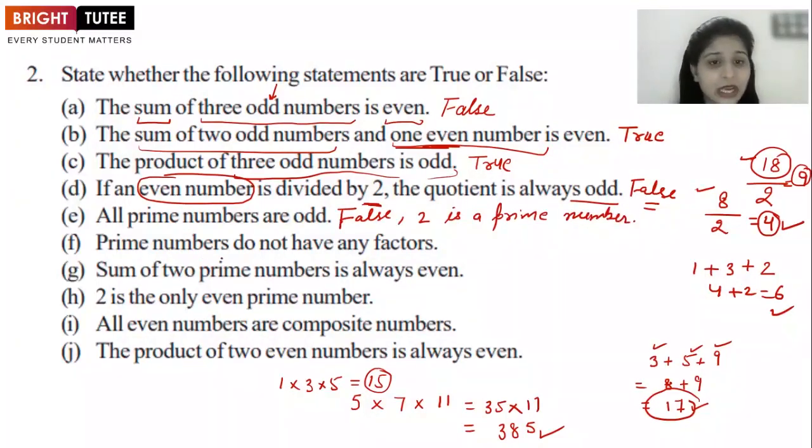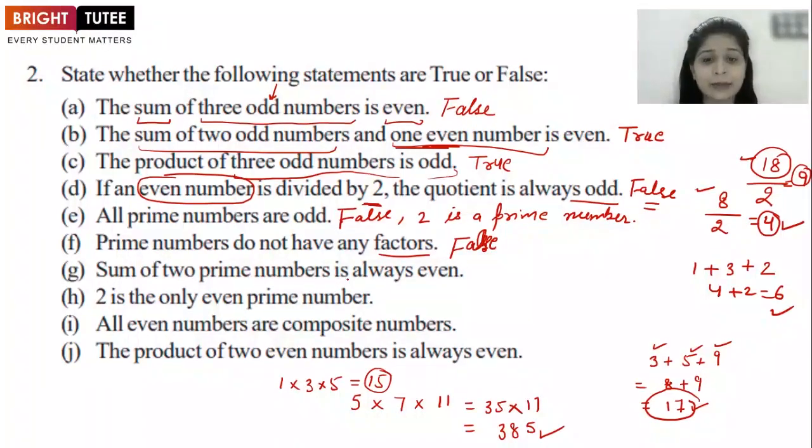Prime numbers do not have any factors. Is this true? If we recall the definition of prime numbers, the numbers are called prime numbers when they have only two factors: one is the number itself and 1. So here we say this is false. At least two factors they will always have, the number and 1.